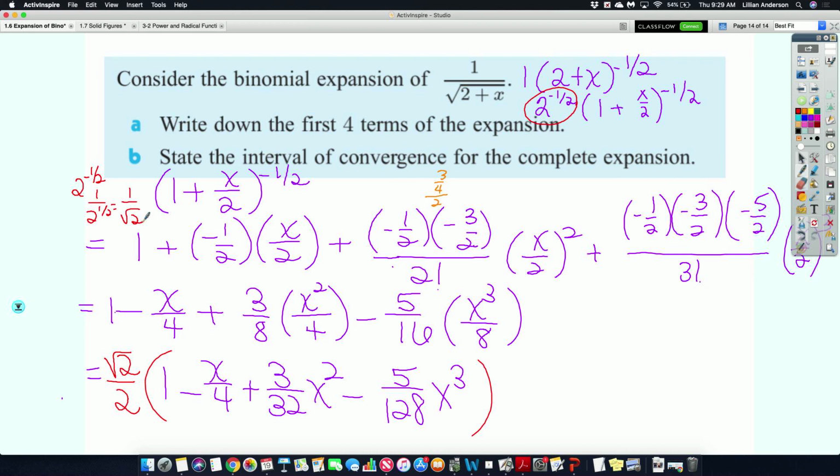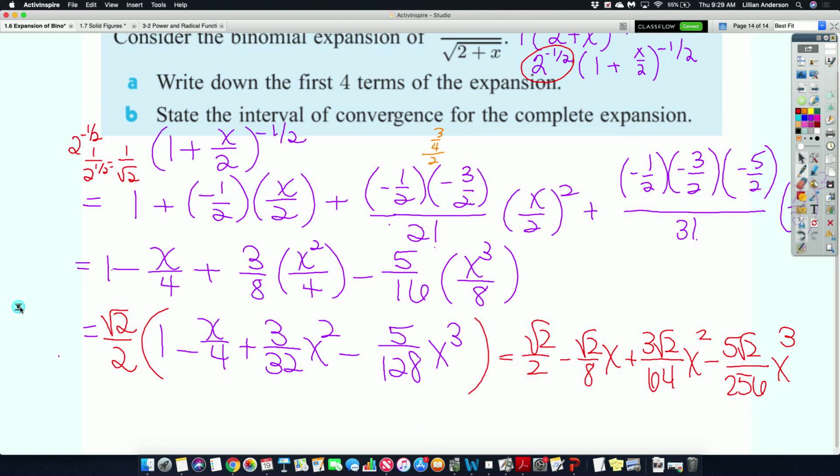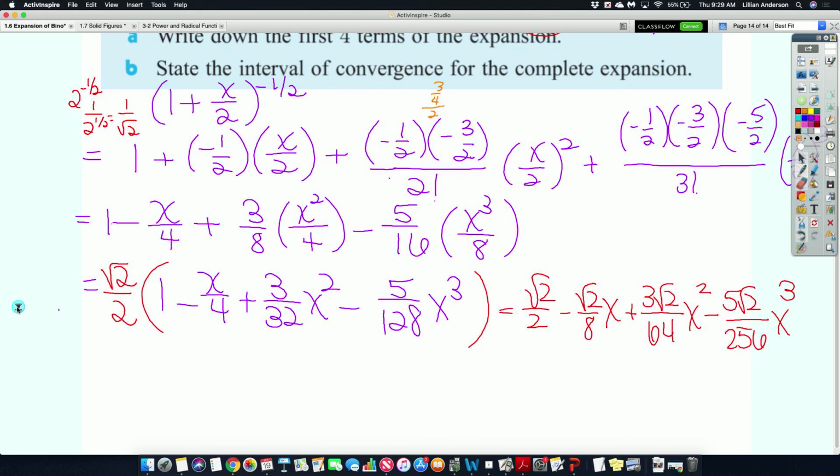You remember that? So my final answer for the expansion is going to be the square root of 2 over 2 minus the square root of 2 over 8 x plus 3 square root of 2 over 64 x squared, minus 5 square root of 2 over 256 x to the third. Questions?